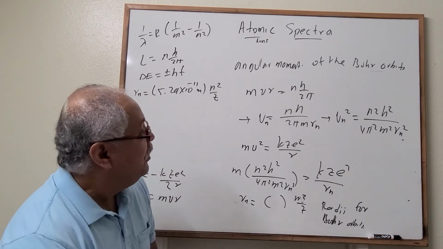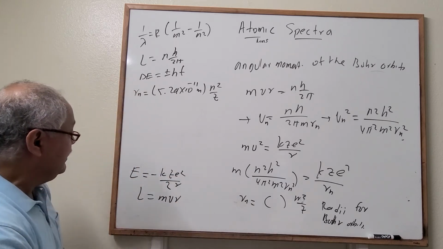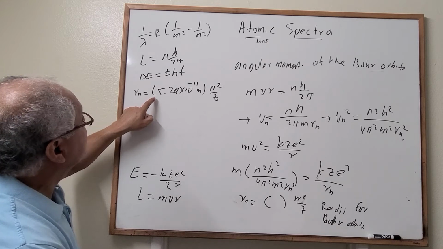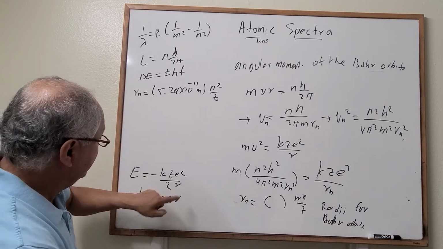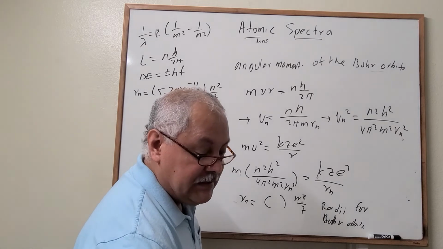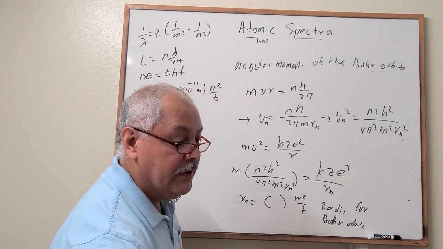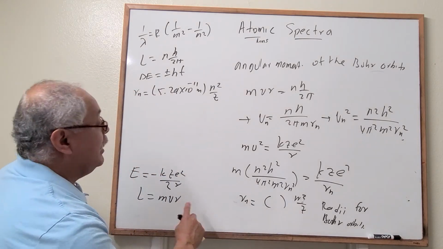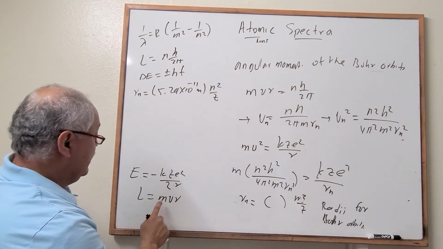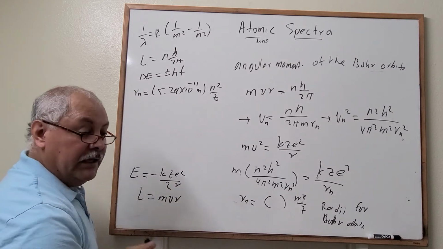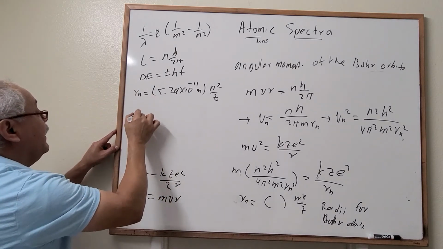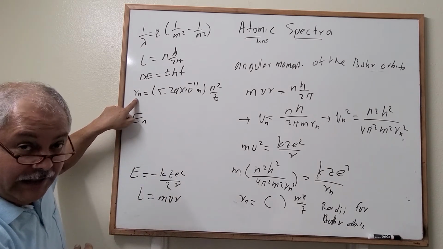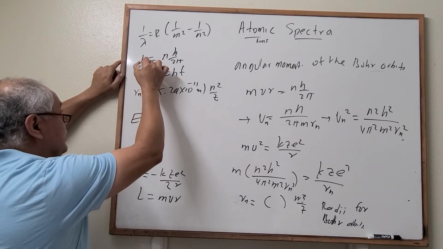Okay, perfect. Now let's substitute this value right here. Let's see. What is the next step? Exactly. Let's substitute that value. It's found that in this case we know that the radius is also quantized. This we can use in this way.